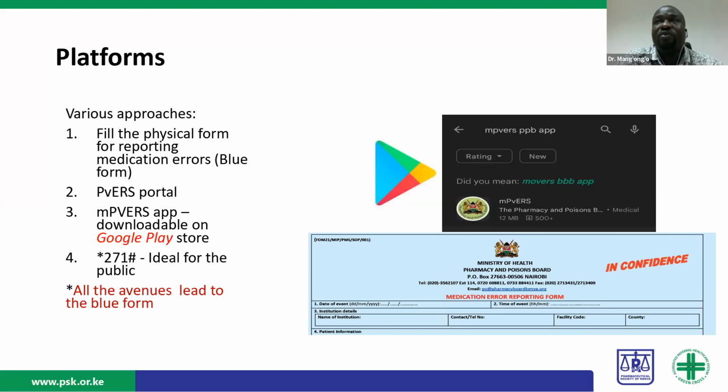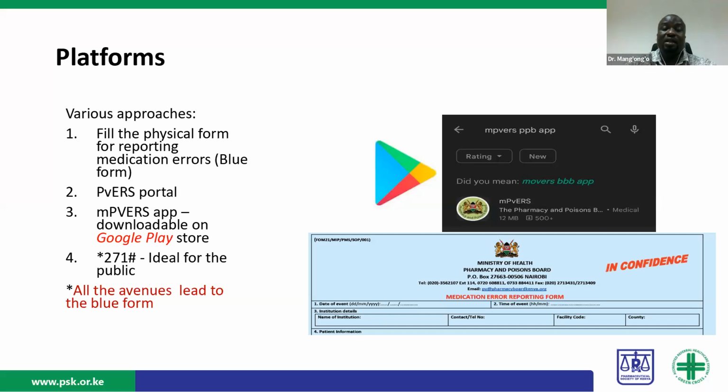You have the yellow form for reporting adverse drug reactions. We have the pink form for poor quality medication. We have the white form for AFI reporting, that's adverse event following immunization reporting. We have the off-white form for reporting blood transfusion related problems. I have the green form, and now we have the blue form. So this time around, I'm going to focus on the blue form.